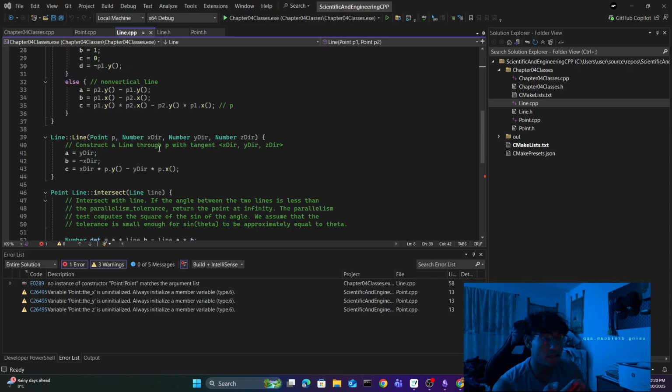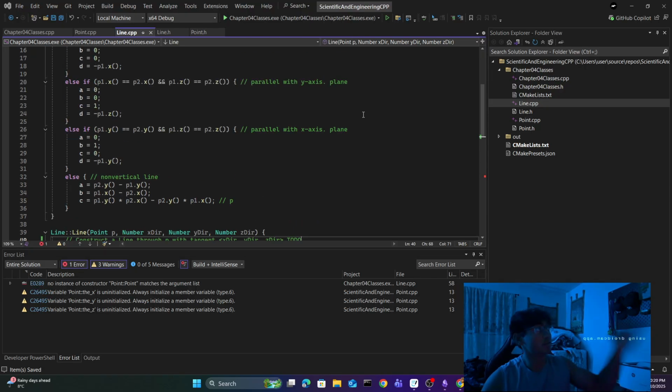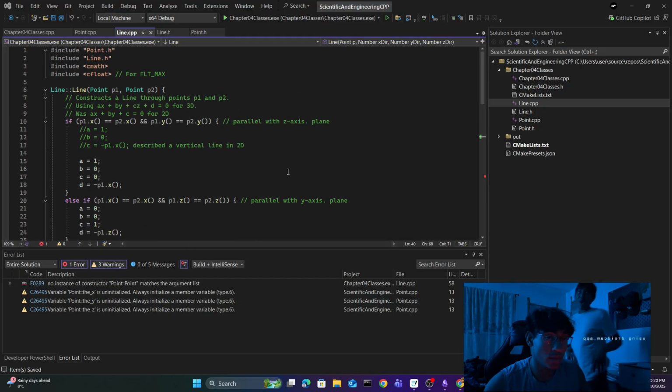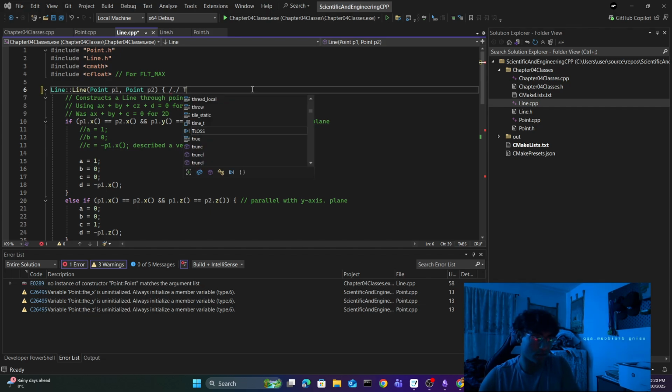And the second way is constructing a line through P, so through a point that is tangent to a given 3D slope. This is also on the to-do because we're a little stuck.